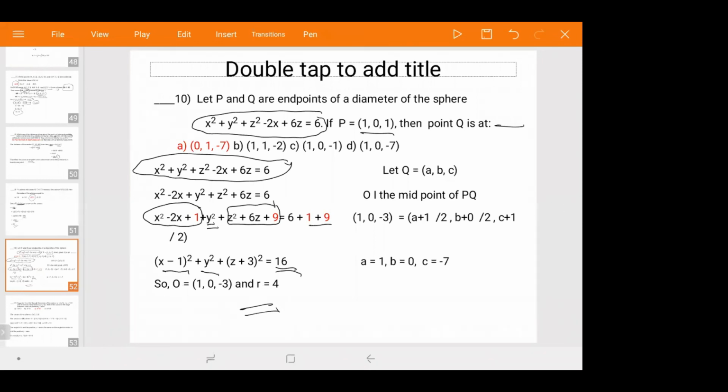Now, since O is the midpoint of PQ, we have (1, 0, -3), which is the center of our sphere, equals ((A + 1)/2, (B + 0)/2, (C + 1)/2) by the midpoint formula. From this, we can calculate A, B, and C as A is 1, B is 0, and C is -7. Therefore, the correct choice will be A.